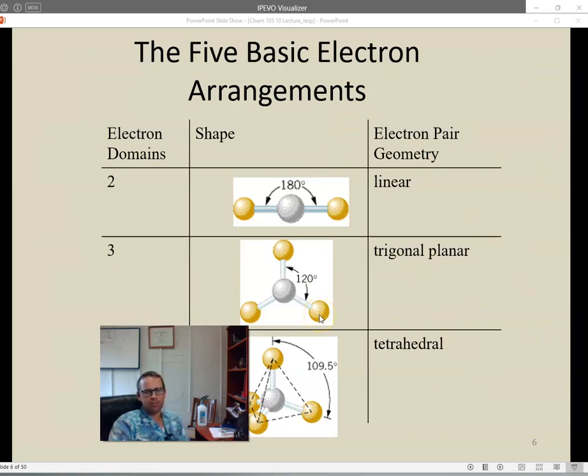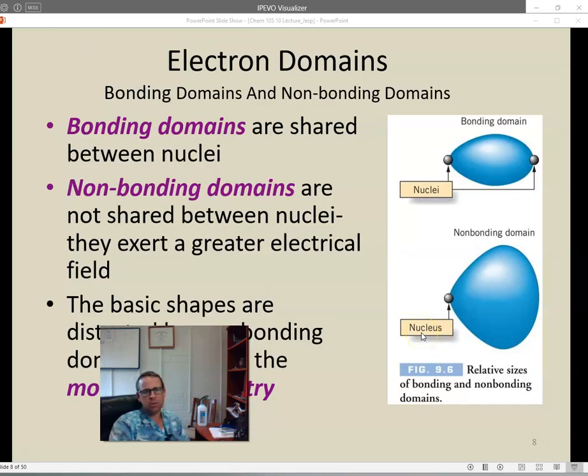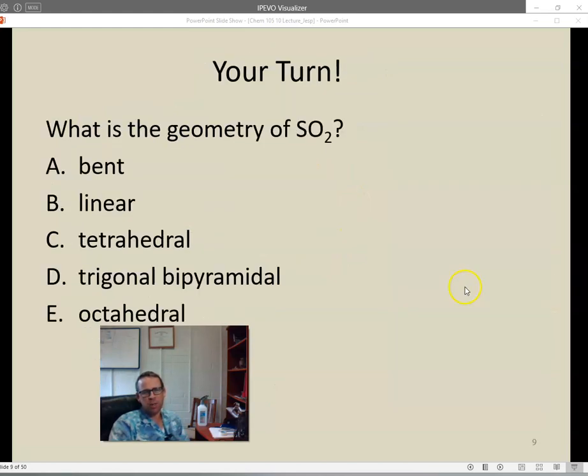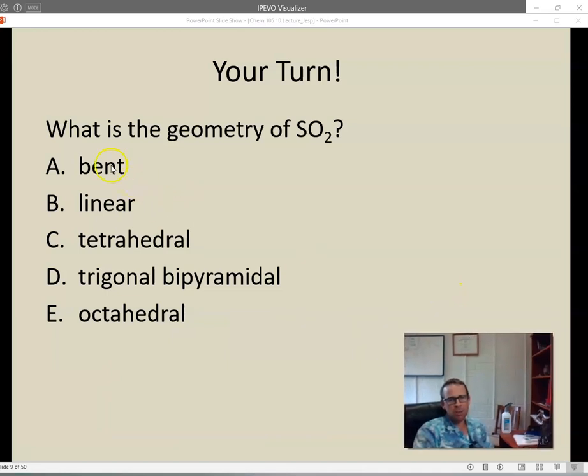Okay. Very good. So these next slides tell us the names of our shapes. Call this linear, trigonal planar, tetrahedral, trigonal bipyramidal, octahedral. All right. This slide here talks about our lone pair taking up more space. So then what we want to do is be able to answer questions like this. Here's a molecule. What is its geometry? What's the geometry of this molecule, SO2?